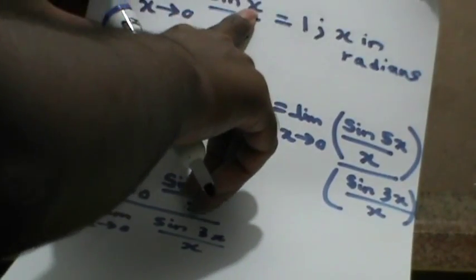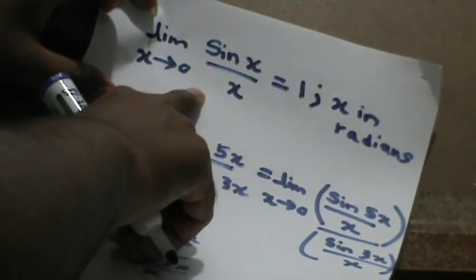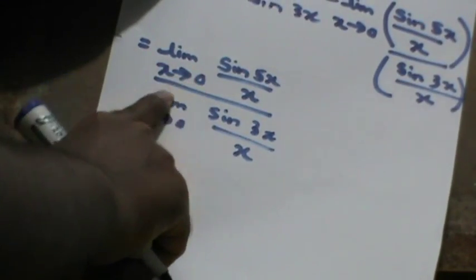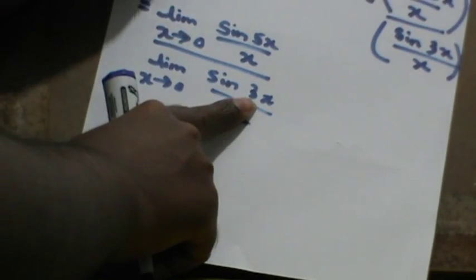So this is equal to the limit when x goes to 0 of sine 5x divided by x, divided by the limit when x goes to 0 of sine 3x divided by x. Right? In order to apply this theorem, the same angle should go to 0. So we don't have the same angle going to 0. When x goes to 0, you know that 5x goes to 0. And when x goes to 0, you know that 3x goes to 0.